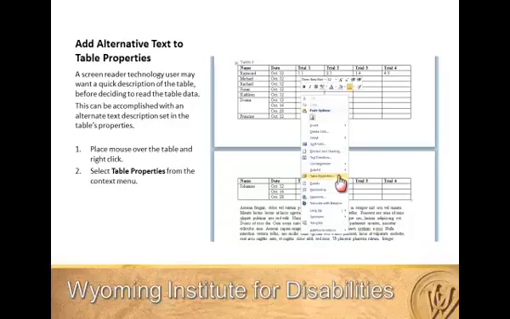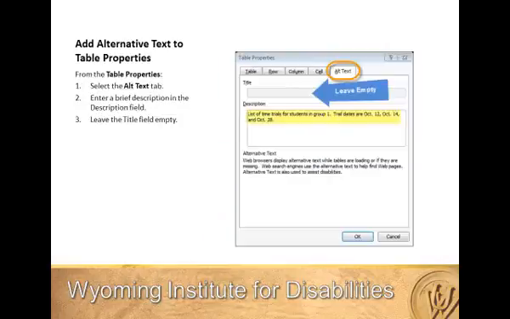A screen reader technology user may want a quick description of the table before deciding to read the table data. This can be accomplished with an alternate text description set in the table's properties. Place the mouse over the table and right-click. Select the table properties from the context menu. From the table properties, select the Alt Text tab. Enter a brief description in the description field. Leave the title field empty.